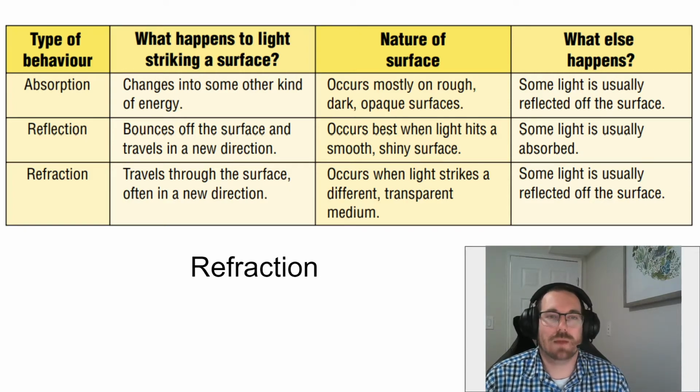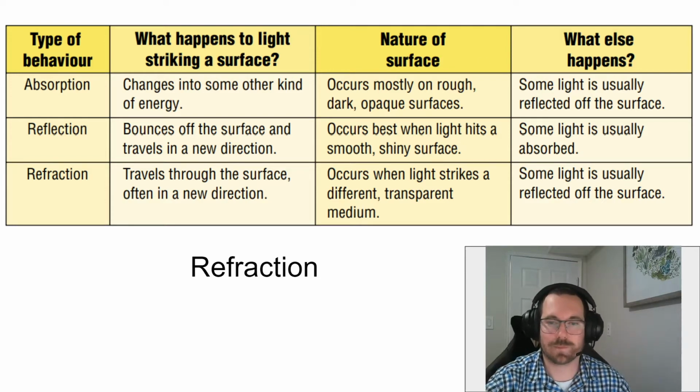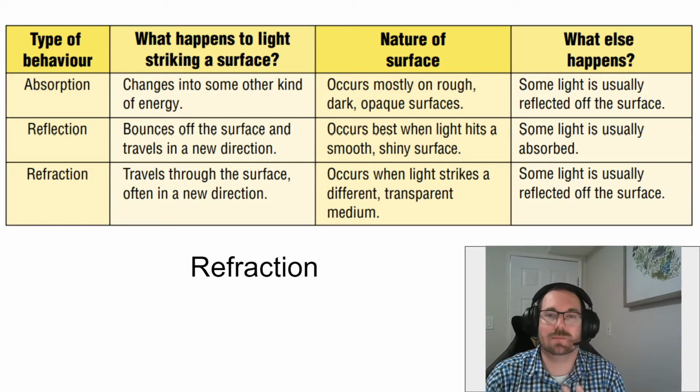But the primary thing that happens is that it travels through the object, but either slows down or speeds up as it's doing that. So this is kind of a neat thing all about refraction and some of the difference between refraction, reflection, and absorption.